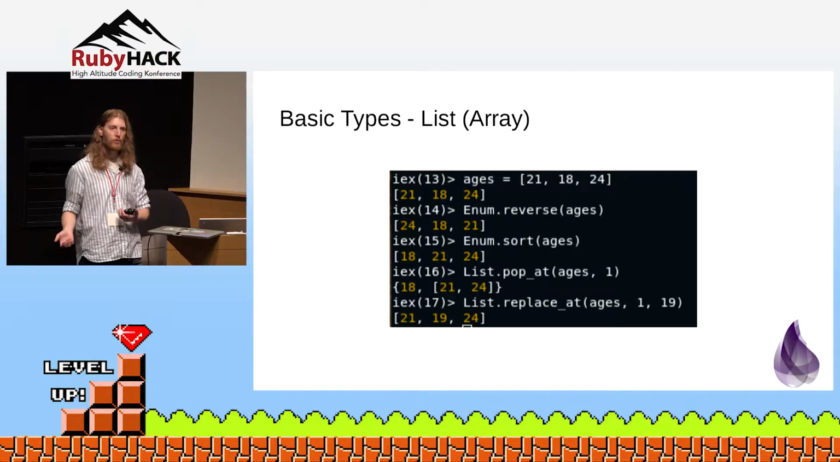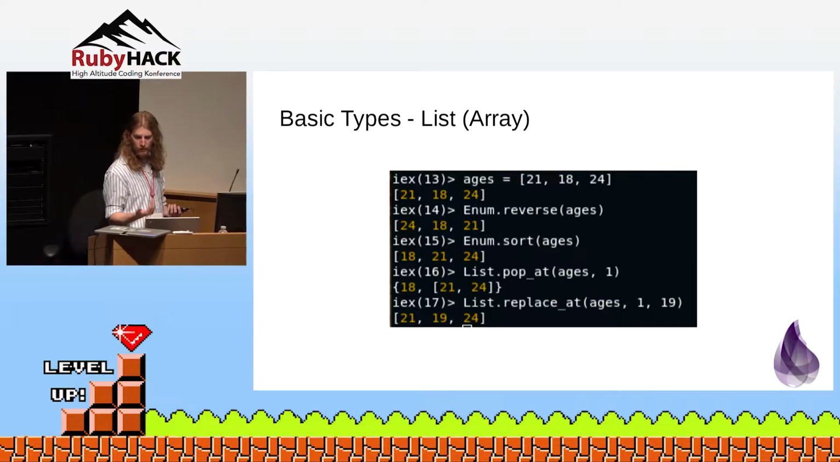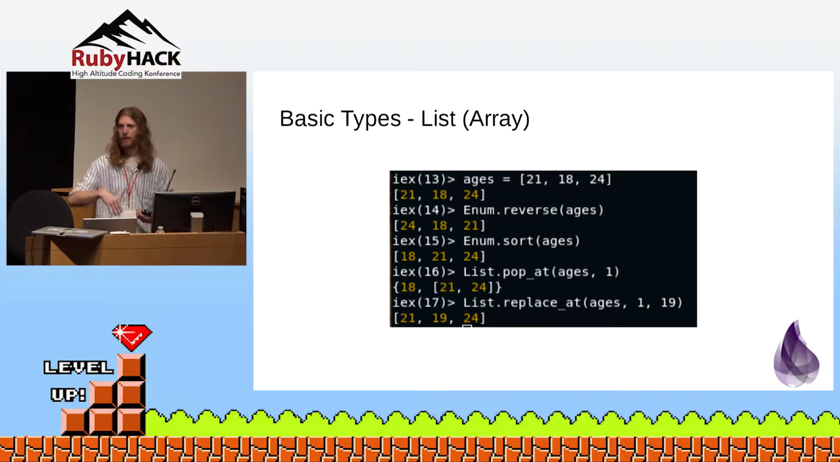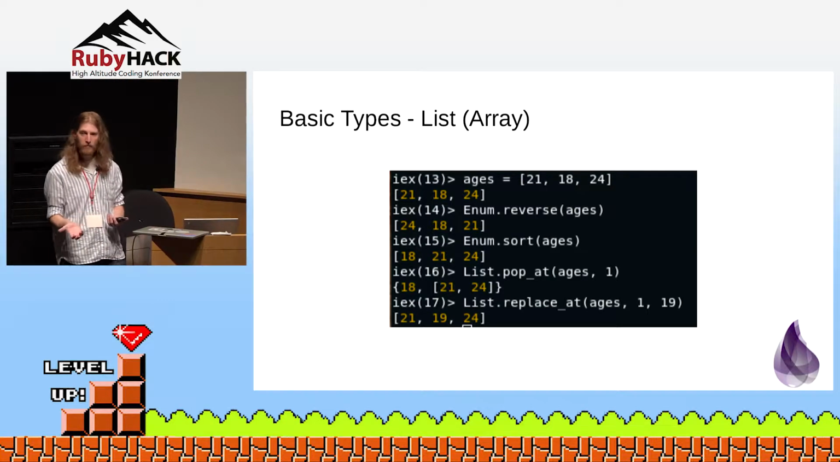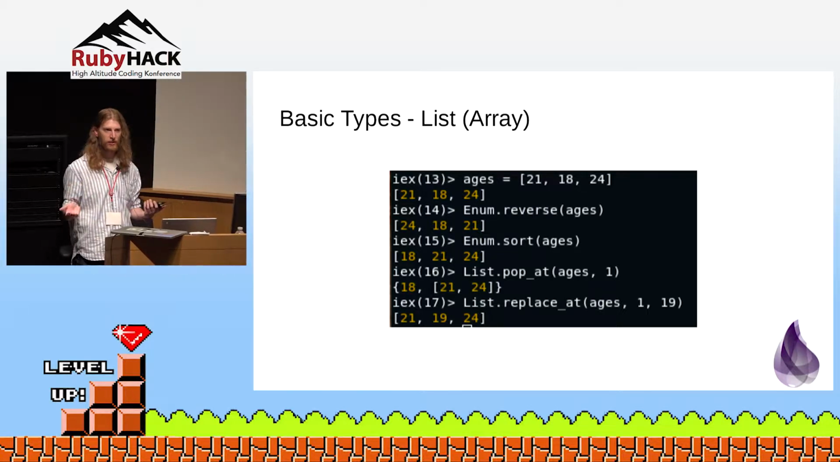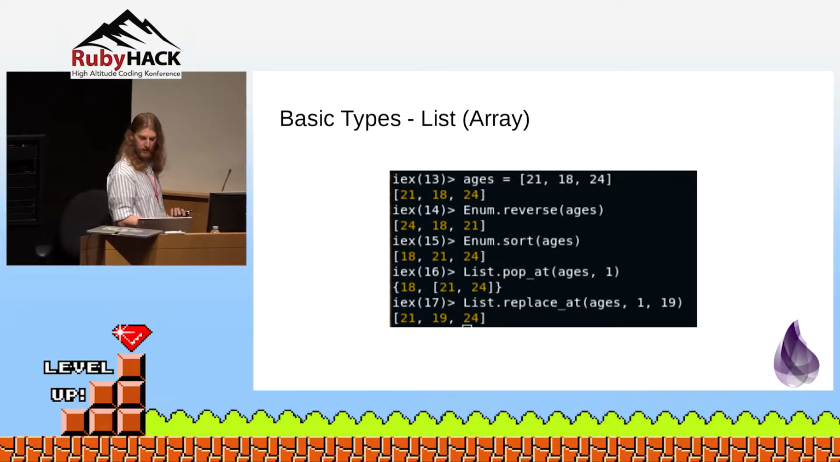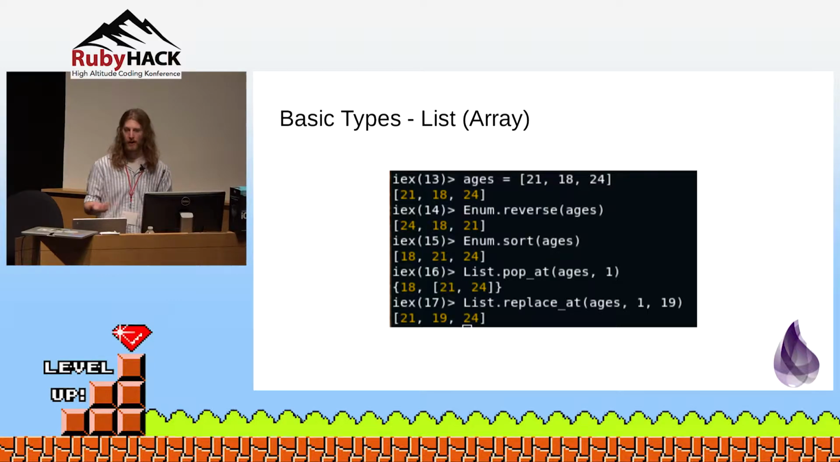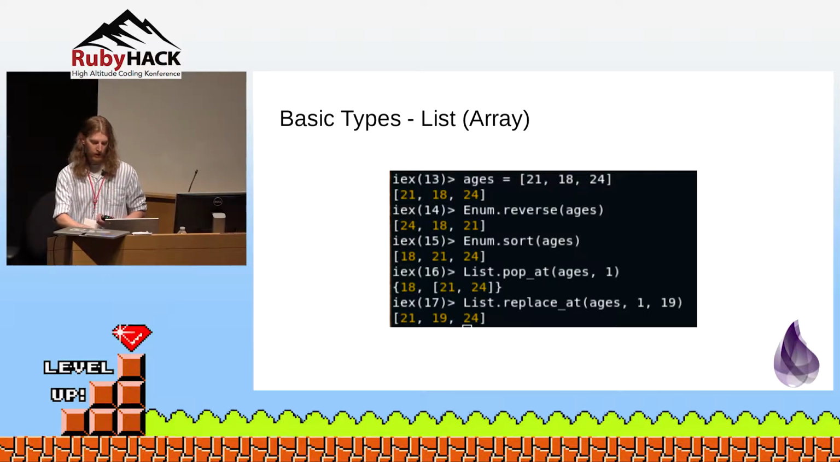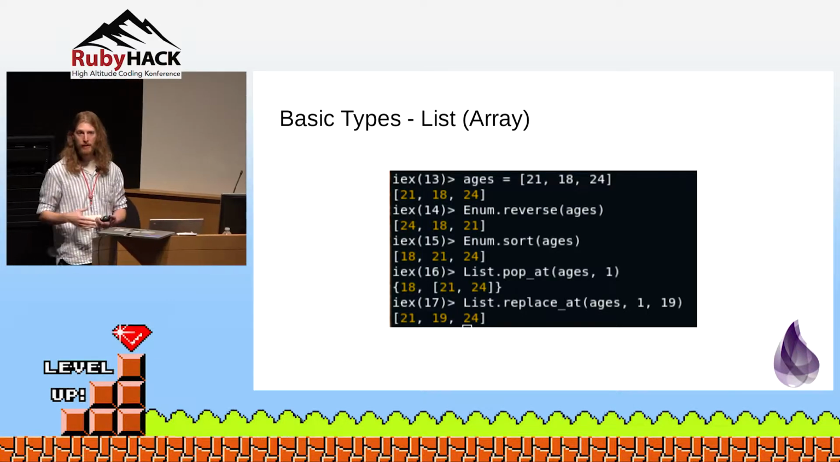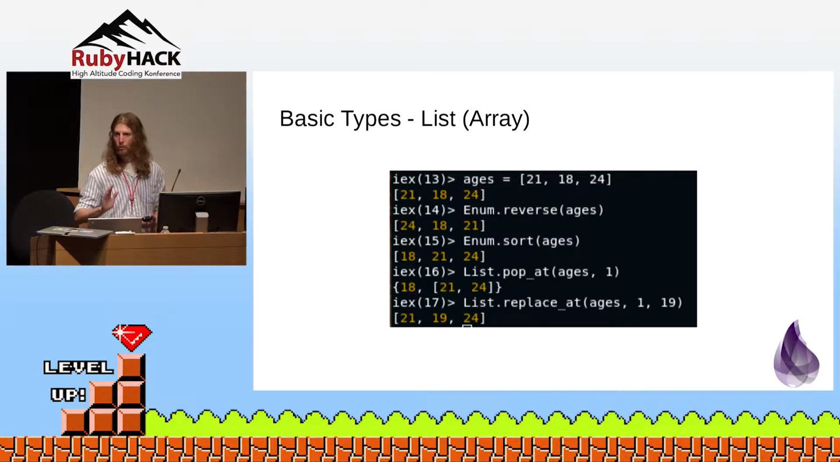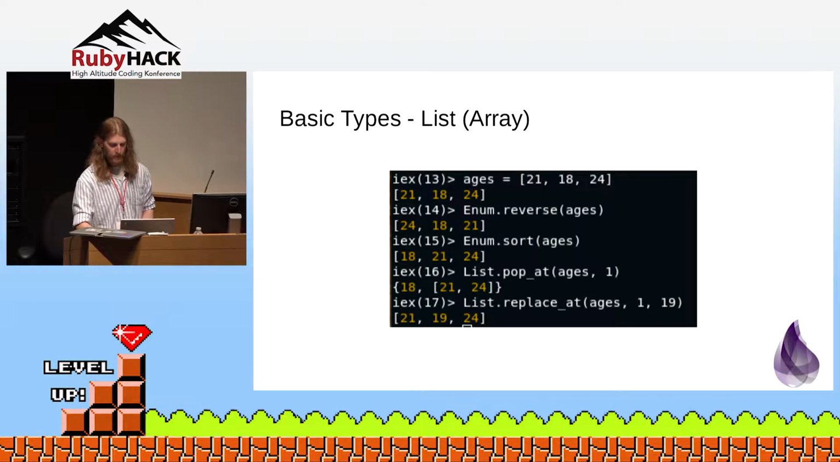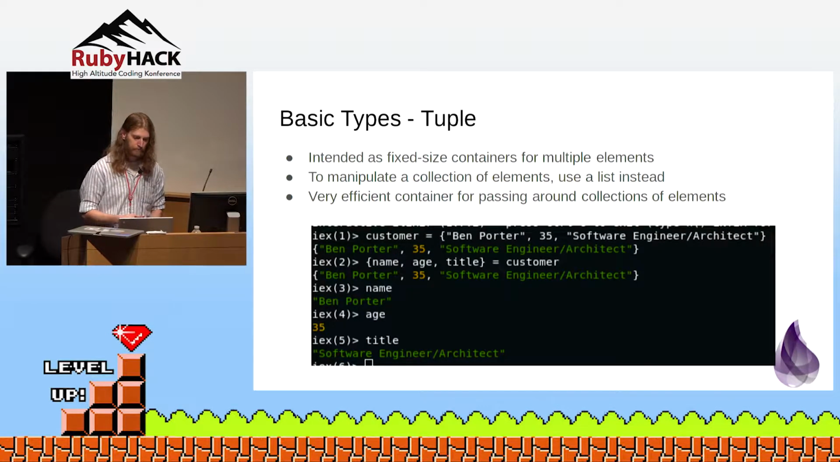The enum module is useful for any sort of data structure that you can enumerate, like maps and lists and stuff like that. But then there's also a list module for things that don't make sense necessarily in a map, but make perfect sense in a list, like the pop at and replace at and things like that. So pretty straightforward. And also, I must say, the documentation for Elixir is phenomenal. It is really, really good, very approachable. So it's very easy to find what you need.